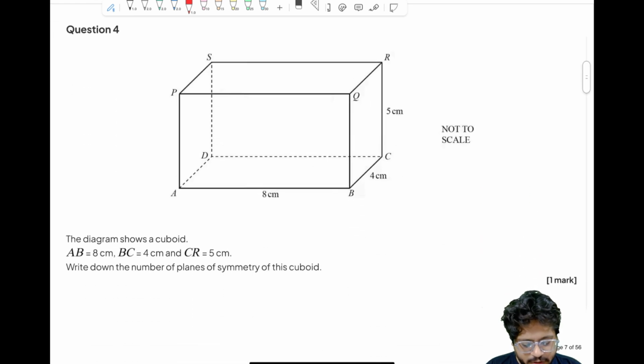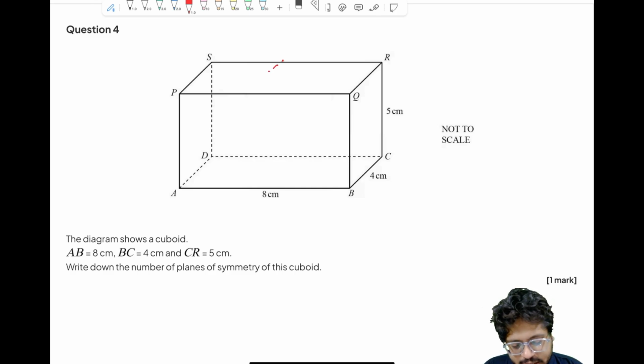Okay, fourth one, the diagram shows a cuboid. AB is 8, BC is 4, and CR is 5. So basically length, breadth and height are given of the cuboid. Write down the number of planes of symmetry of this cuboid. So if you imagine this is a cuboidal cake, and you want to cut this cake into two equal halves, that cut is called the plane of symmetry.